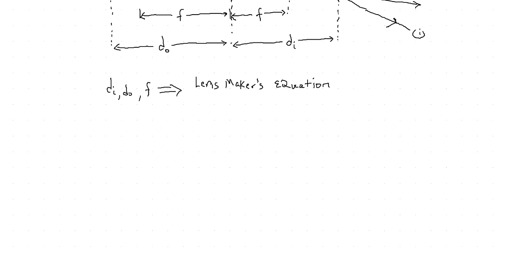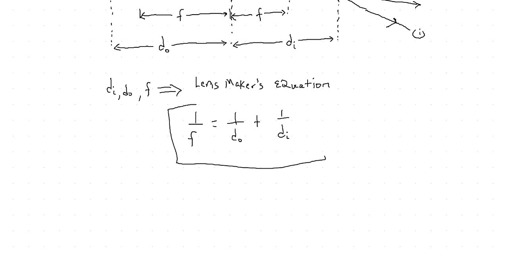So I'm going to give you the lens maker's equation that relates di, do, and f, okay? So let's give it, and then we'll talk about it. And here it is, very easy. 1 over f, 1 over the focal length, is equal to 1 over the object distance plus 1 over the image distance, okay? And this is our wonderful equation for the whole lab, and it looks very simple.